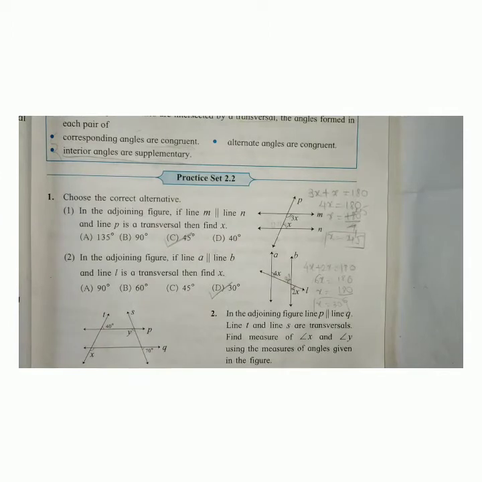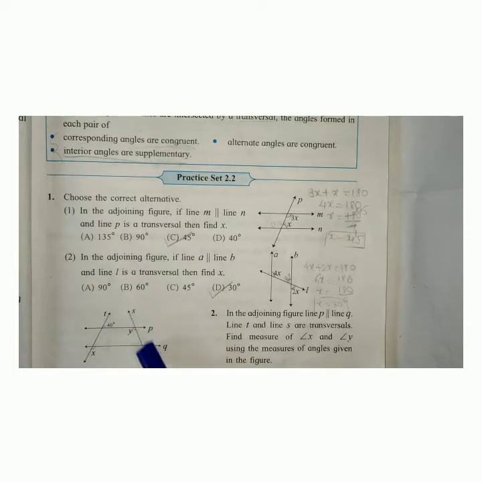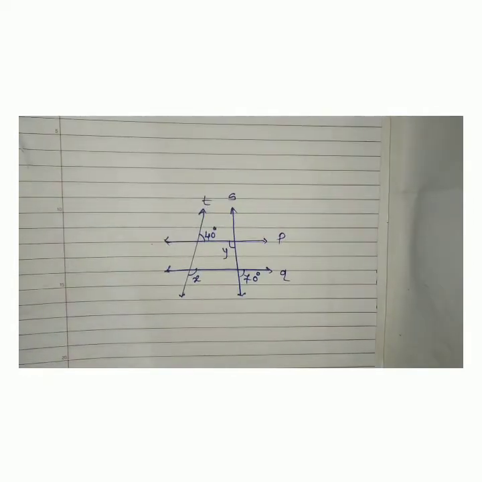Now example number 2: in the adjoining figure, line P is parallel to line Q, and line T and line S are transversals. Find the measure of angle x and angle y using the measures of the angles given in the figure. Here lines P and Q are parallel, and lines T and S are the transversals. Given are the 40 degree angle and the 70 degree angle. Okay, this is the figure.